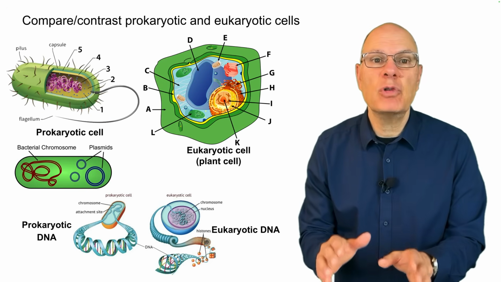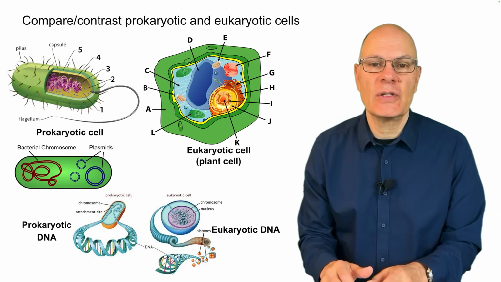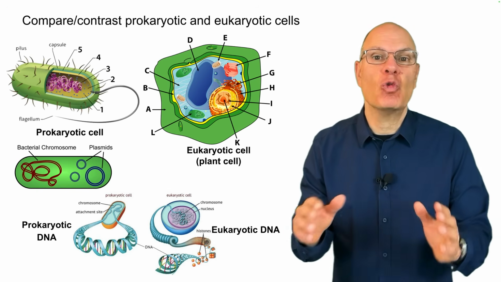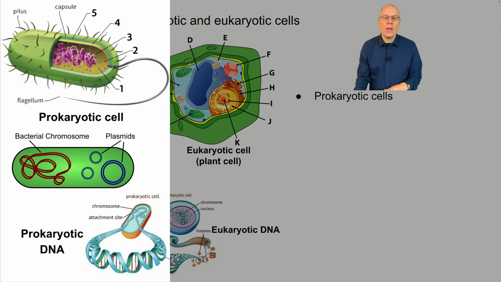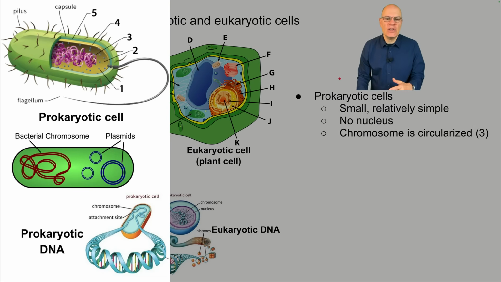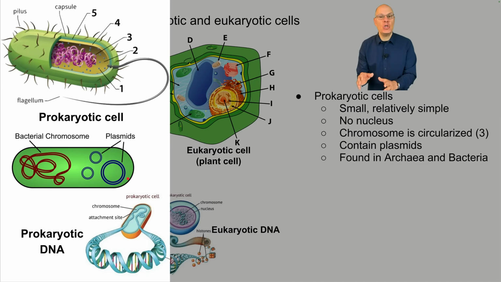Compare and contrast prokaryotic and eukaryotic cells. Among living organisms, there's a great divide between the prokaryotes and the eukaryotes. Here's what it's all about. Prokaryotic cells are small and relatively simple. They have no nucleus. Their chromosome is circularized. And what that means is that there's a loop. The beginning and the end meet up. They contain extra chromosomal pieces of DNA that are called plasmids, and they're found in 2 of life's 3 domains, the archaea and the bacteria.